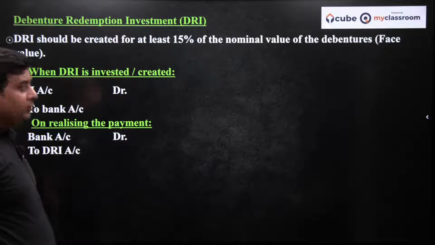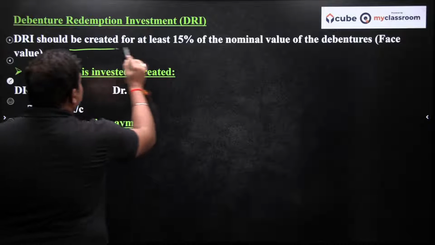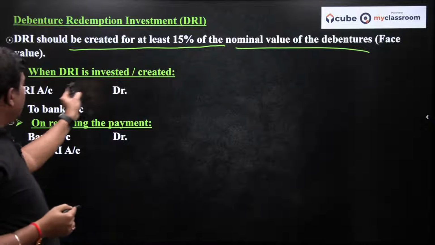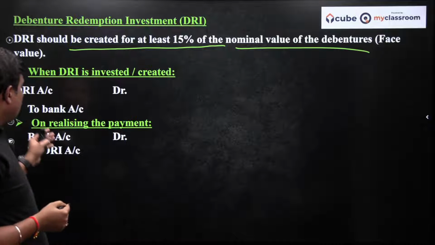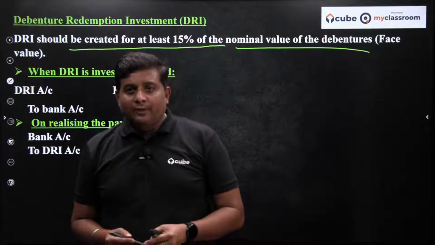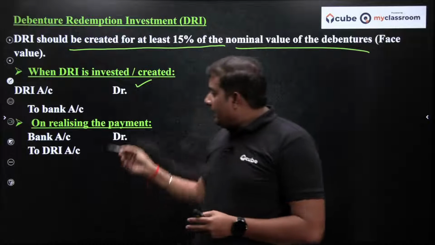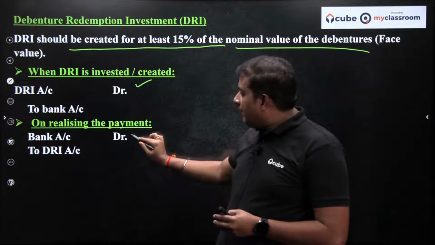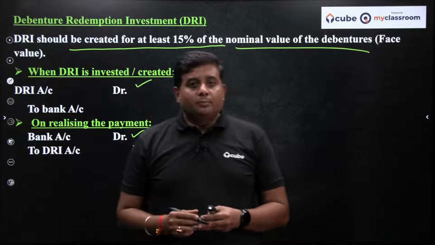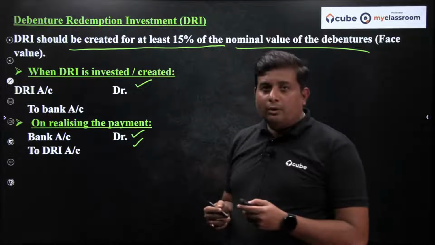We are talking about the DRI separately also. So debenture redemption investment should be created at least 15% of the nominal value of the debentures face value. So when DRI is invested or created, whenever we make some investment on account of DRI, that is debenture redemption investment, the entry should be debenture redemption investment account debit to bank account. And at the time of realizing the payment, the entry should be bank account debit to debenture redemption investment. Yes, this debenture redemption investment collects some interest also. So for that, we will definitely talk about that also.